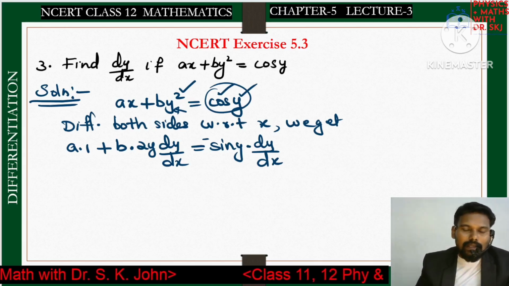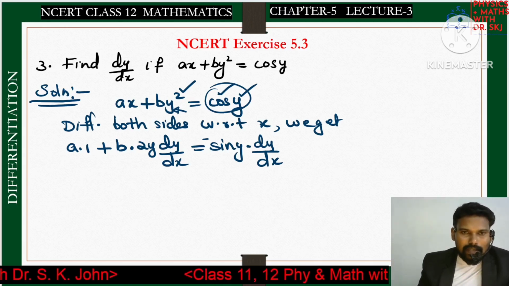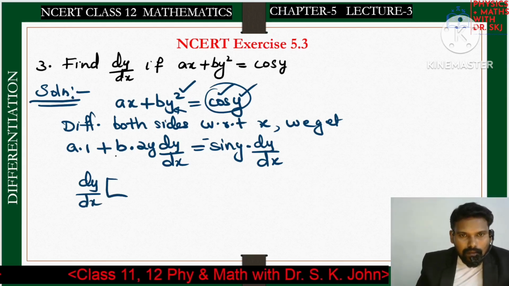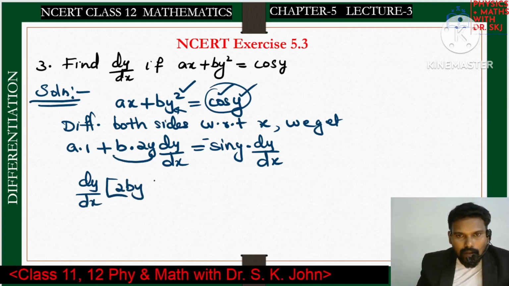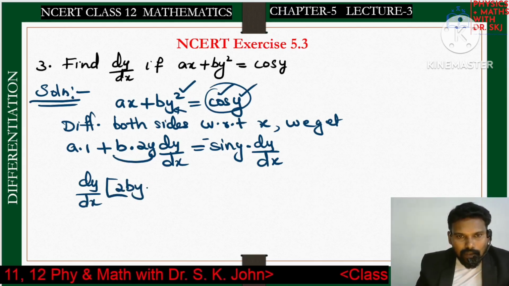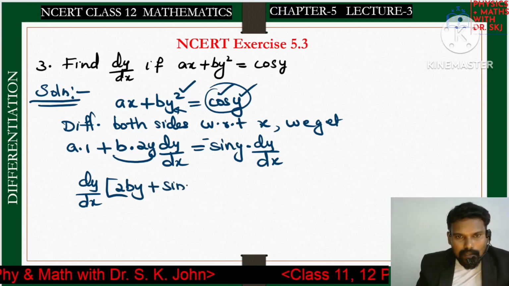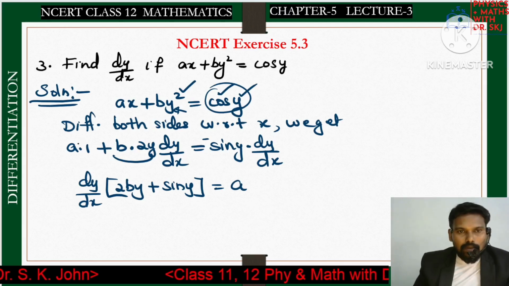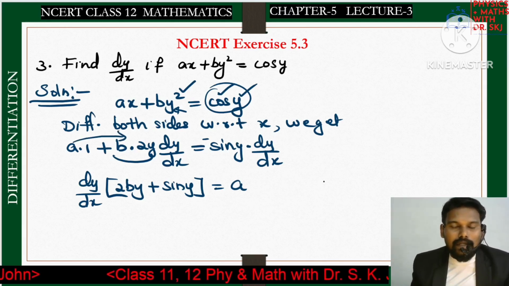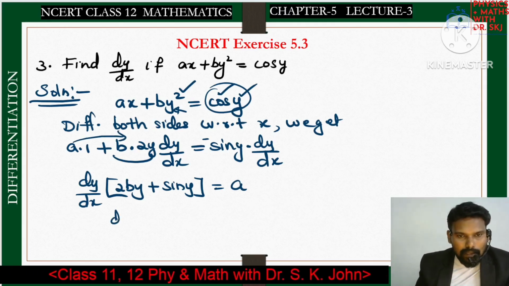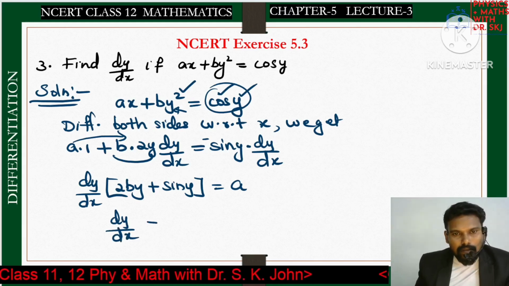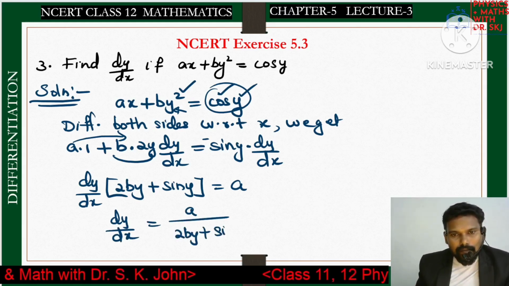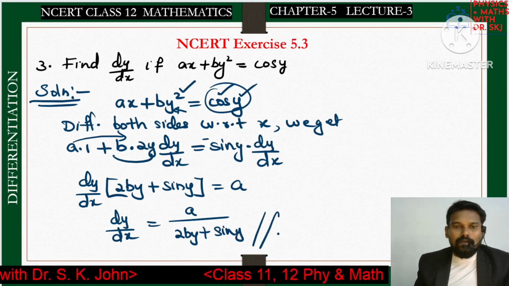So grouping the terms of dy by dx to left hand side, dy by dx times, here it is 2by. On the right hand side we have minus sin y. When it is taken to the left hand side, it will be plus sin y, is equal to, this term goes to right hand side. The term which does not contain dy by dx goes to the right hand side. So dy by dx is equal to a divided by 2by plus sin y. So this is the final answer.